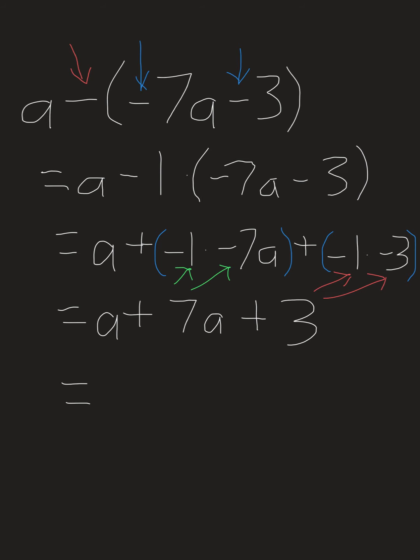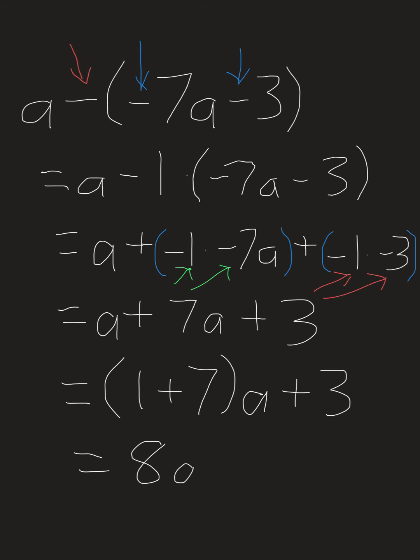Finally, we have the group like terms. Grouping like terms, we have the a and the 7a. So that's 1a plus 7a, we're grouping it. Plus 3. And then Alethea, finally, what is 1 plus 7? Finally, this sounds like 8a plus 3.